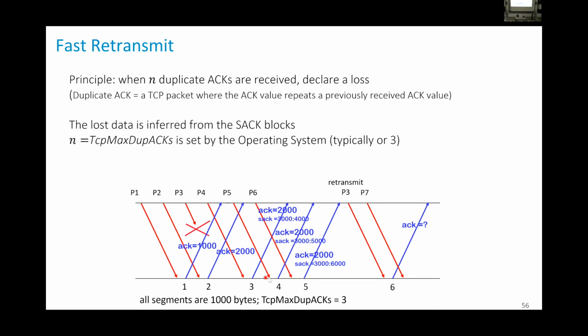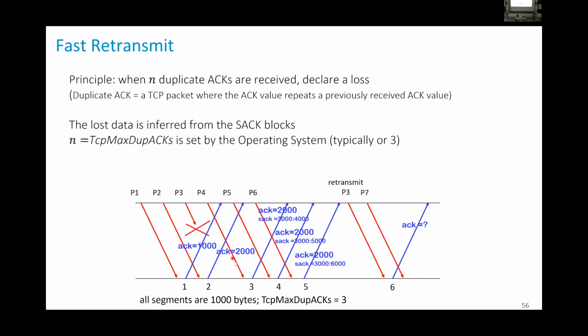And it is only after receiving, if the value here of max duplicate ACKs is 3, it is after receiving 3 what are called duplicate ACKs that we will say, now I think there is a loss. So this is a variable you can change easily on any Linux or Windows system. Here, duplicate means packet 4, the first ACK here, 2000, corresponds to packet 2. So I receive the ACK. This is not a duplicate ACK.